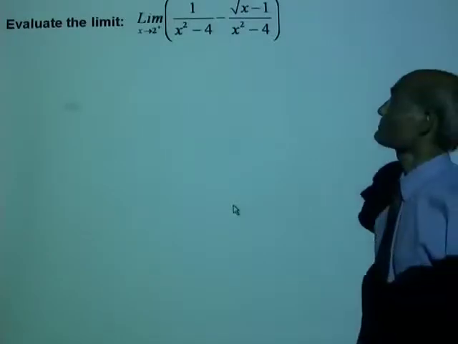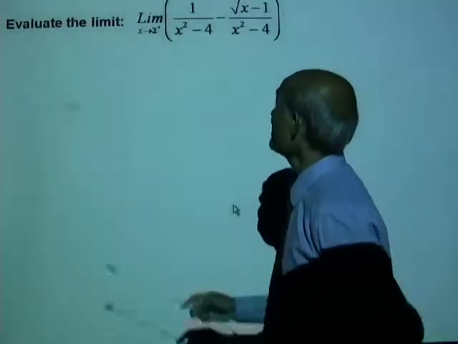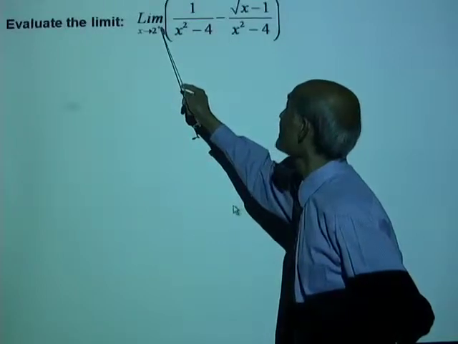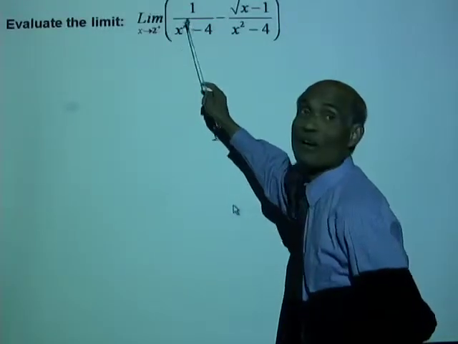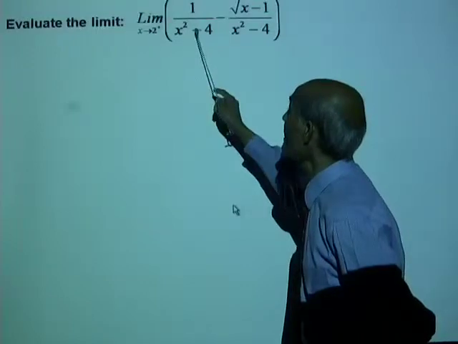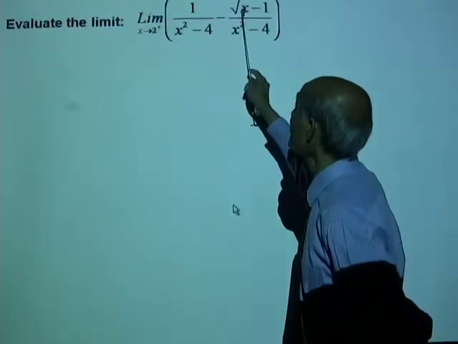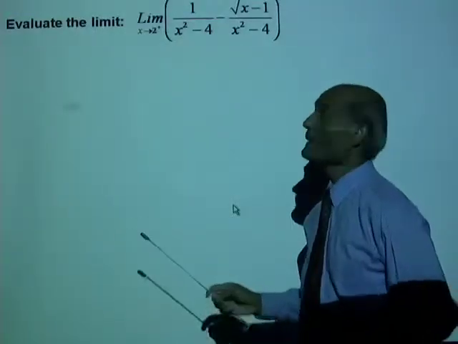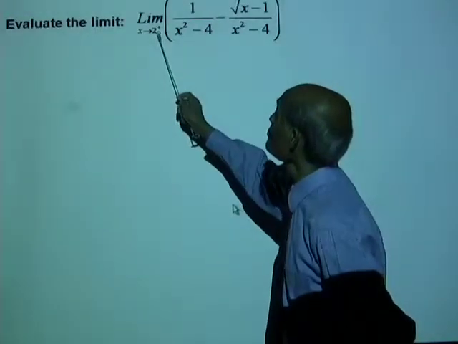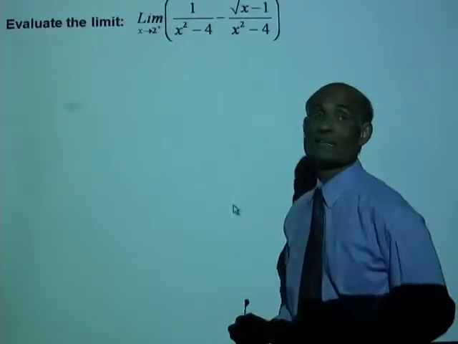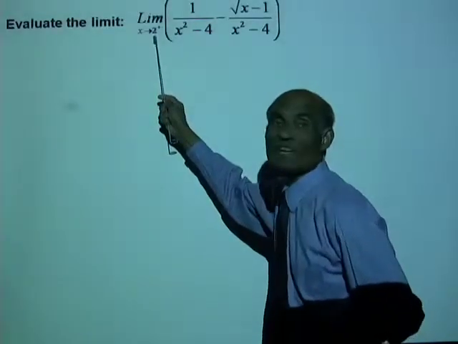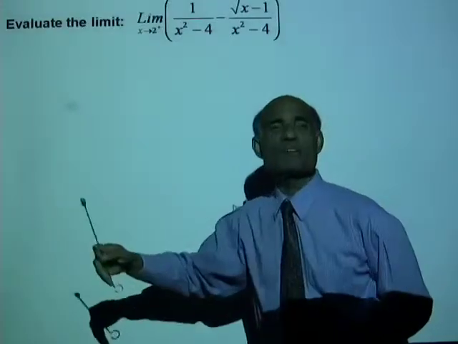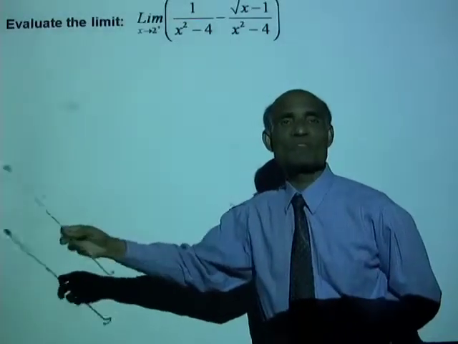Let's try another one. Evaluate the limit as x approaches 2 from the right of 1 over x squared minus 4, minus the square root of x squared minus 4. x approaches 2 from the right. Now, why x approaches 2 from the right? What happens if x approaches 2 from the left?